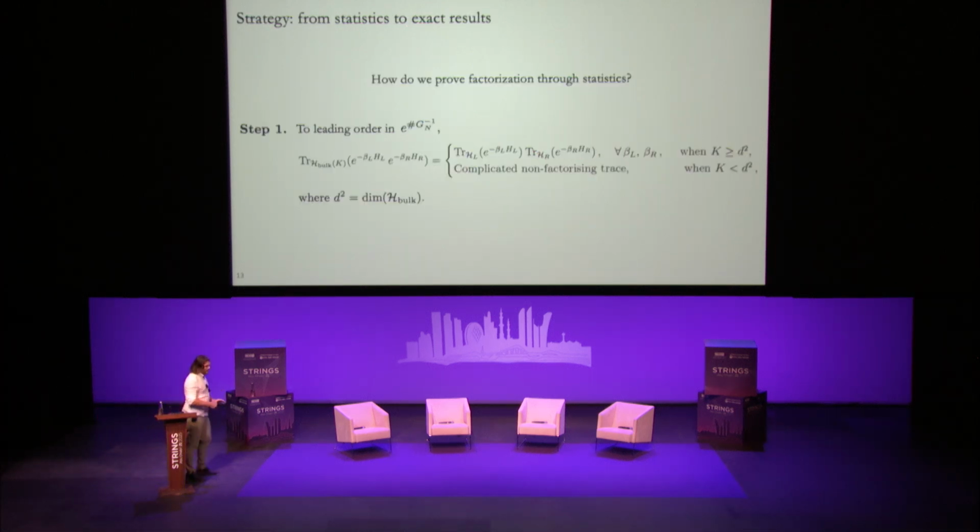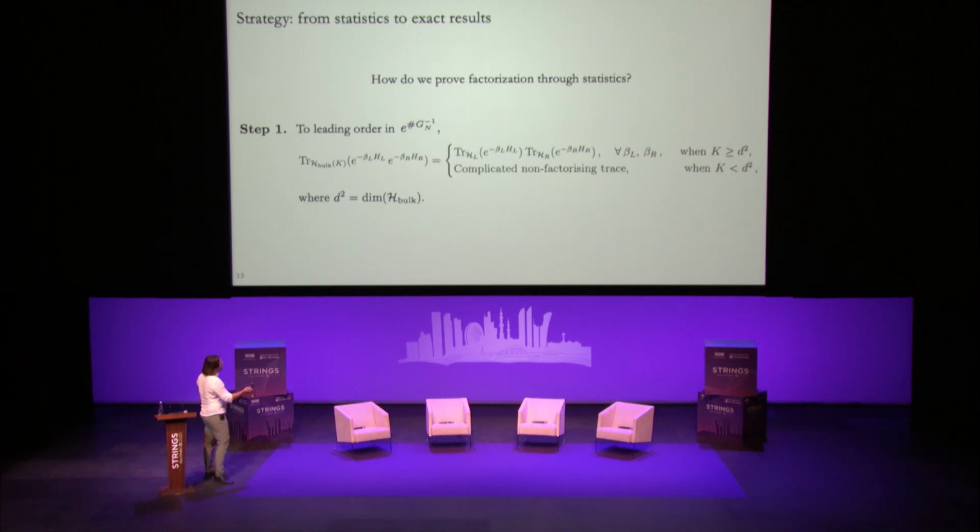So we'll prove factorization in multiple steps. First, we'll prove factorization to leading order in G Newton. This will be probably the most important step of the talk, what I'll be focusing on. We'll prove that the trace in question factorizes into a product of traces when the number of states that I use in the span of H bulk is bigger than the expected dimension of the Hilbert space of two-sided black holes that you get from the Gibbons-Hawking prescription. So this factor of d is roughly speaking e to the entropy of the black hole.